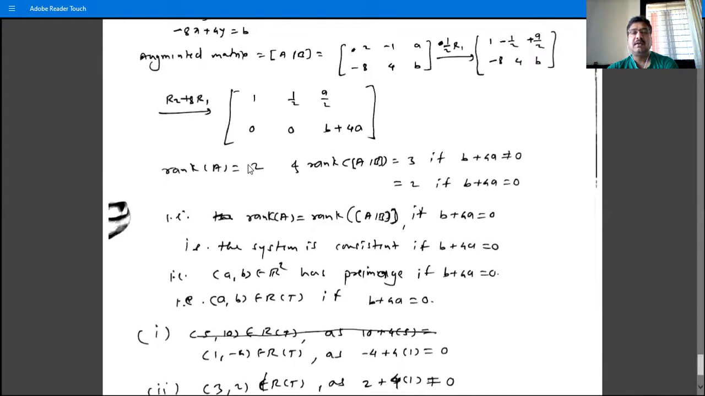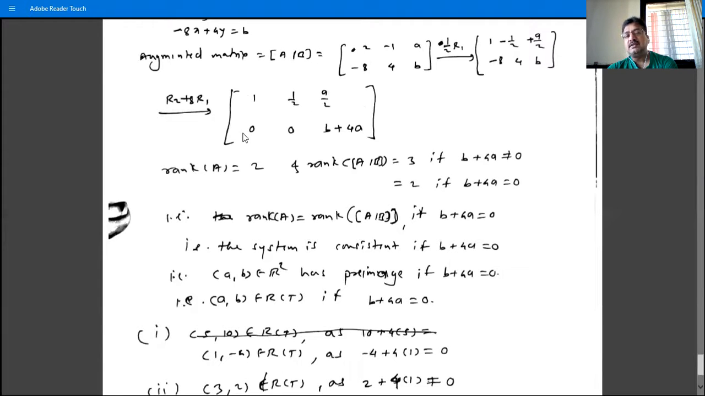Rank of A is 1 because A contains how many non-zero rows? Only one non-zero row. So rank of A is 1. And rank of AB is what? 2. So this whole matrix is the echelon form of the augmented matrix AB.